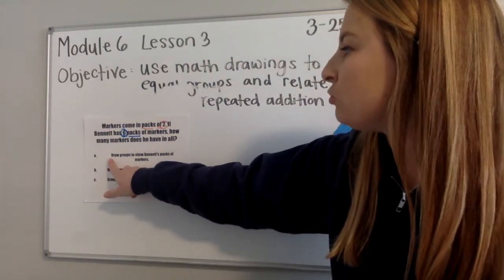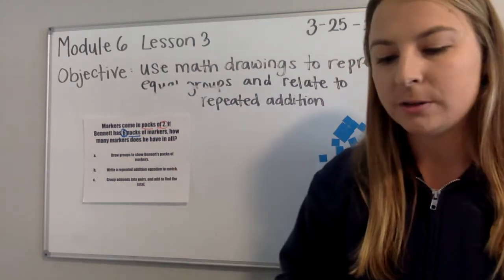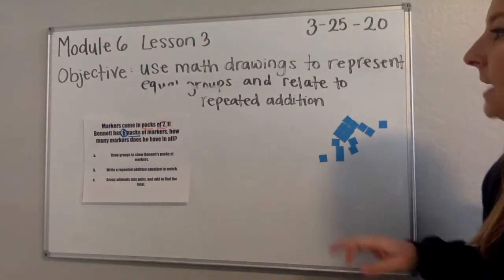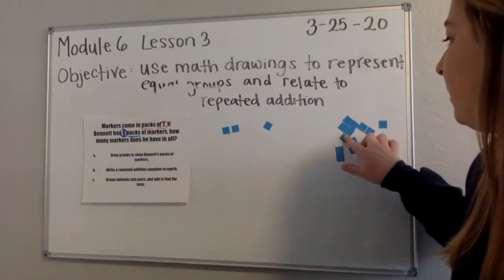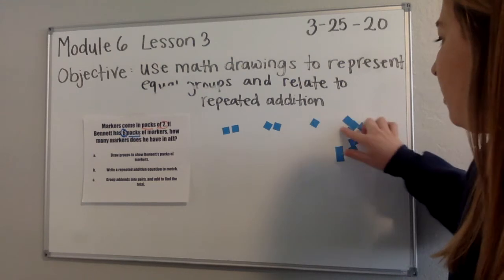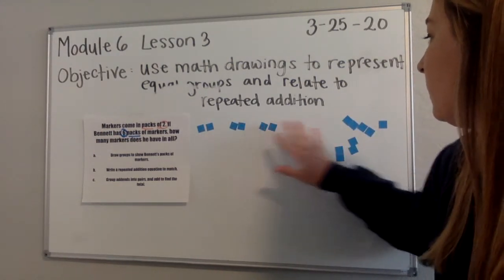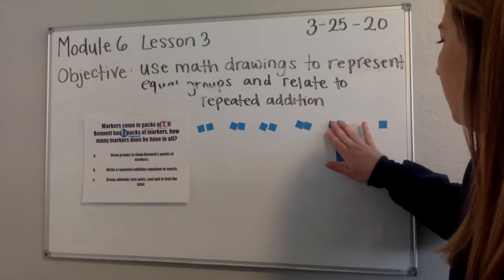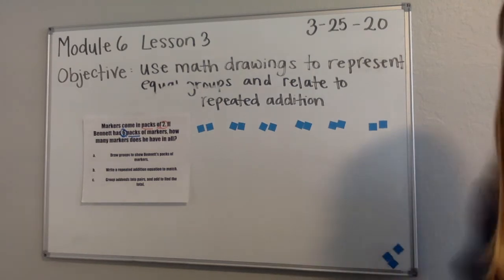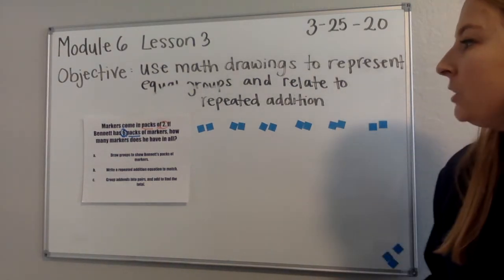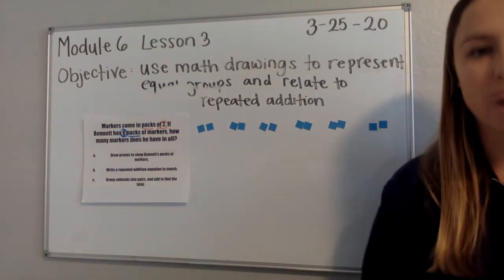Part A says, draw groups to show Bennett's packs of markers. Okay, I'm going to use my counters to demonstrate. I'm going to create a pack of 2, another pack of 2, another pack of 2, slide these over, another pack of 2, pack of 2, and pack of 2. I'm going to push my extras off to the bottom. Here is my drawing to show how Bennett has 6 packs of 2 markers.